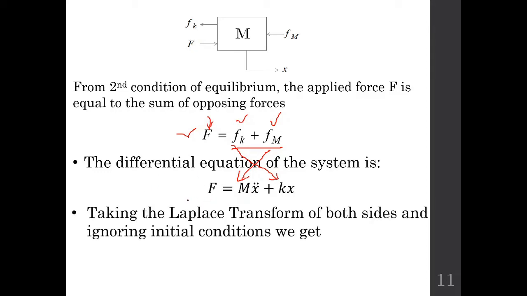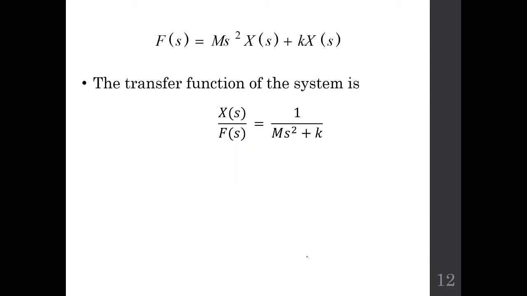For that we'll simply be taking the Laplace transform of the left hand side and the right hand side, and we'll come up with F of s equals m s square x of s plus k into x of s. So from this Laplace domain form of the equation of motion of our body, we can find the transfer function as x of s divided by F of s equals 1 divided by m s square plus k.